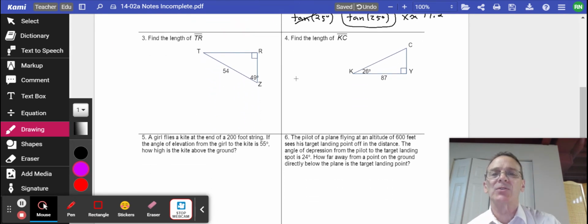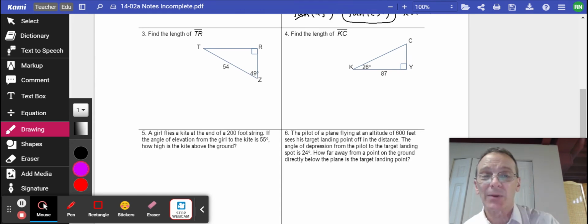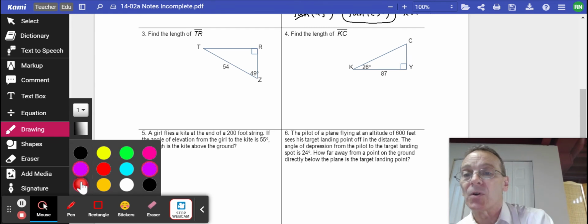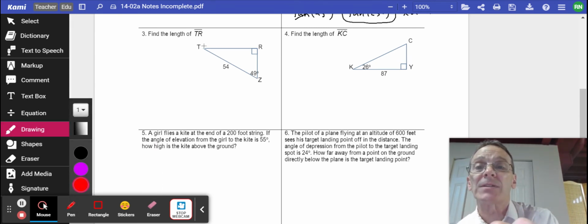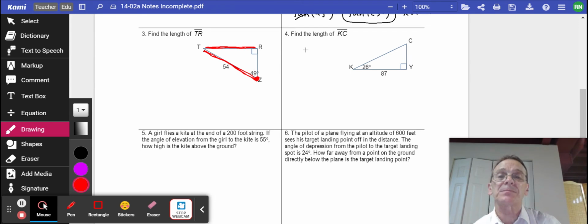All right, let's move on and do two more problems like these, and we're going to work through these somewhat quickly, and then we have something new to learn in problems 5 and 6. So find the length of TR. TR is here, and the side that we know something about that's going to help us find TR is this side here, TZ. And you've got to notice the acute angle, 49 degrees.